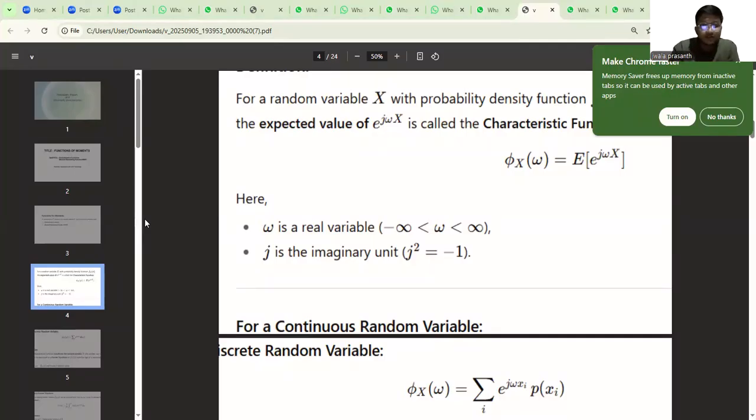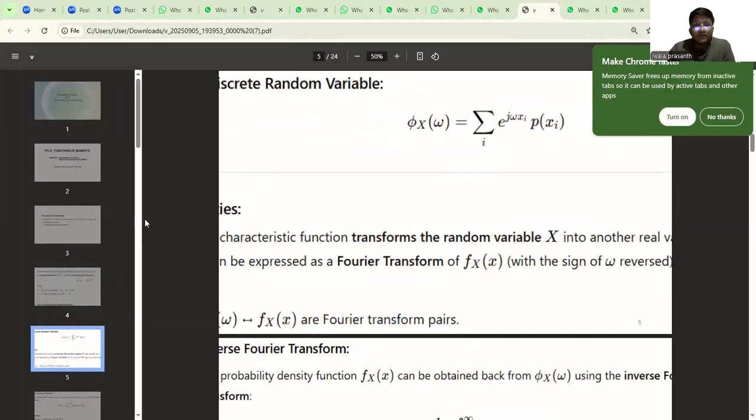For a continuous random variable, phi of omega is equal to the integral from minus infinity to infinity of e power j omega x f of x dx. For a discrete random variable, phi of X of omega is equal to the summation over i of e power j omega xi p of xi. Properties: the characteristic function transforms the random variable X into another variable omega. It can be expressed as the Fourier transform of f of X. Phi of X of omega and f of X are Fourier transform pairs.